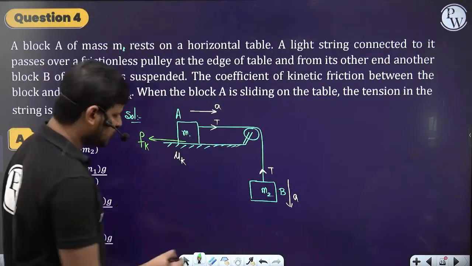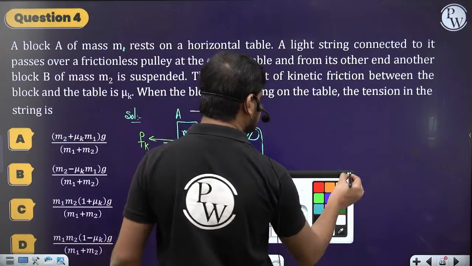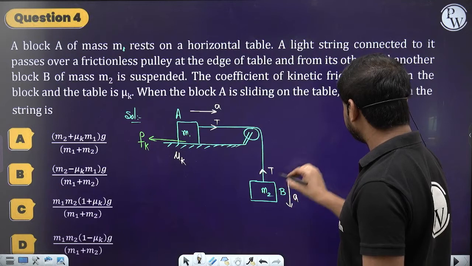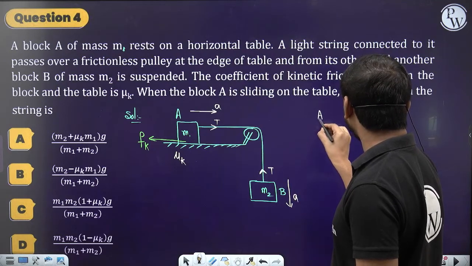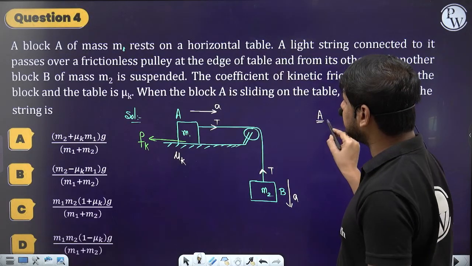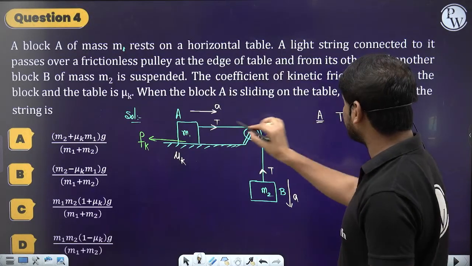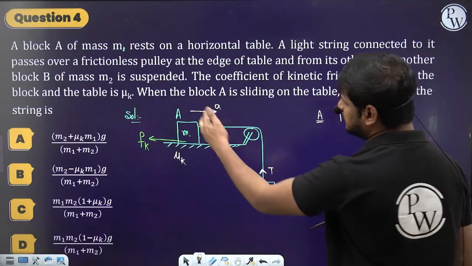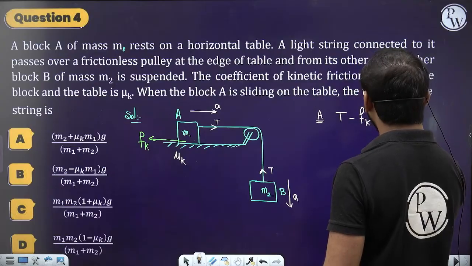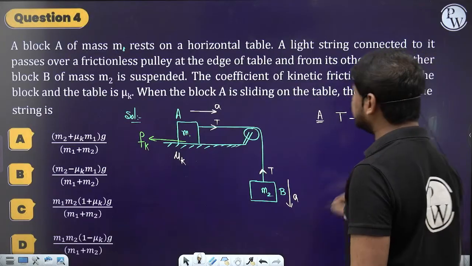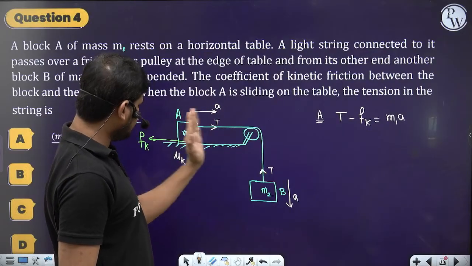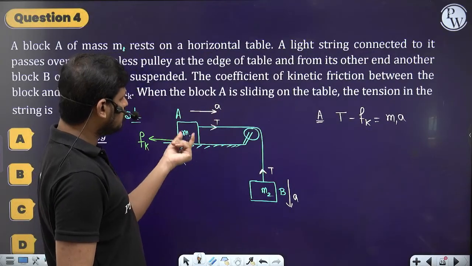Now see here, let's write the equations for these two blocks. For the A block, I can say that the tension is more, because the acceleration is this side. So T minus Fk is equals to M1 into its acceleration A.